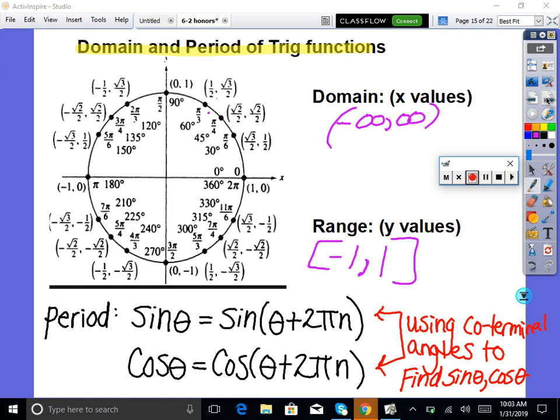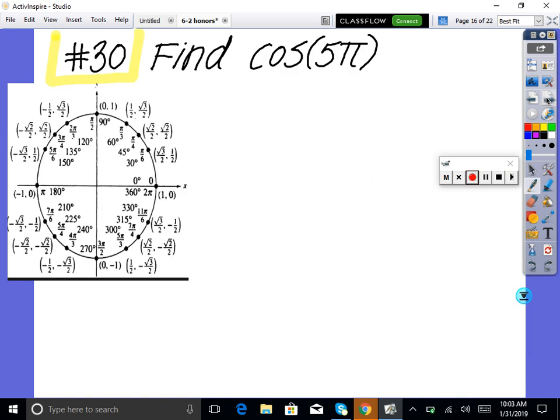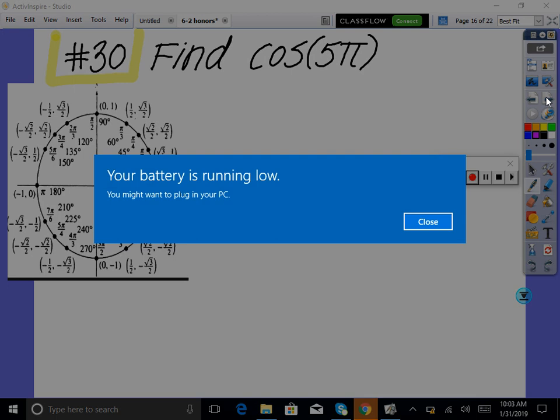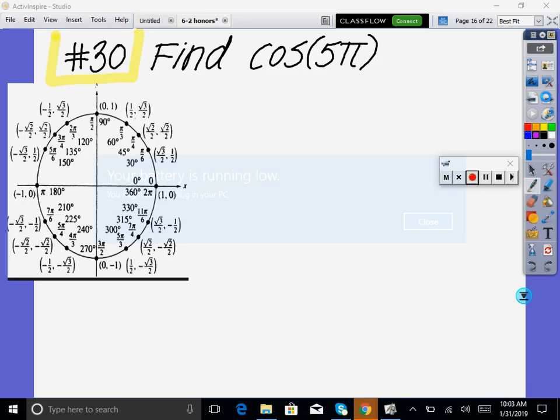So we'll keep using that, a couple more examples here. We're winding down to the end of the lesson. A couple more things. So if I said to you, find the cosine of 5 pi, I personally would get back to the original unit circle so I don't have to go around so many times and figure out where that's at. So what would you do?